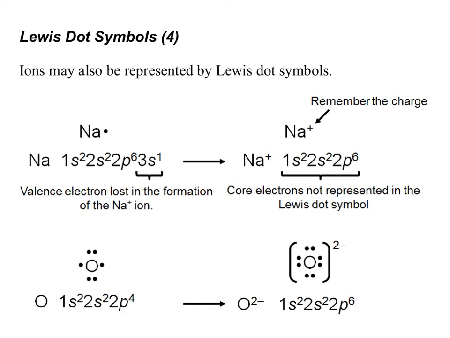For oxygen, on the other hand, oxygen can gain 2 electrons to become O2 minus. Well, at this point, we have to show all our valence electrons, even though we filled the new outer shell. And once again, don't forget the charge.